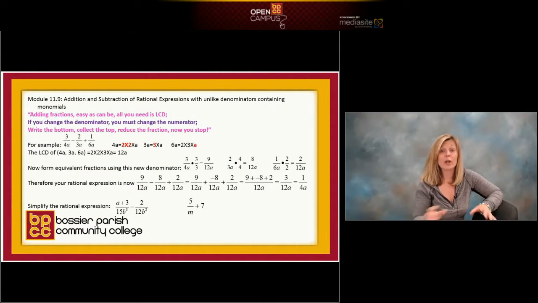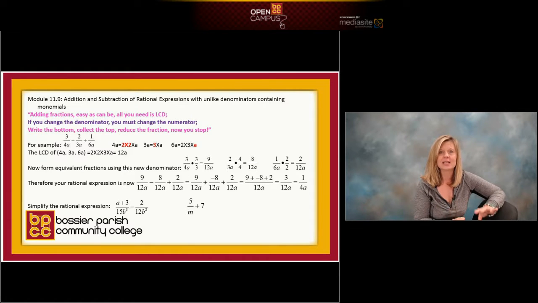Welcome back, everybody. We are now ready to put all the pieces together, and we are ready to add rational expressions that do not have the same denominators. Now, in our previous modules, we learned how to add and subtract fractions that did have the same denominator. And our rule was real simple. Adding fractions easy as can be, all you need is an LCD. Write the bottom, collect the top, reduce the fraction, now you stop. That's what we sang when the denominators were the same.